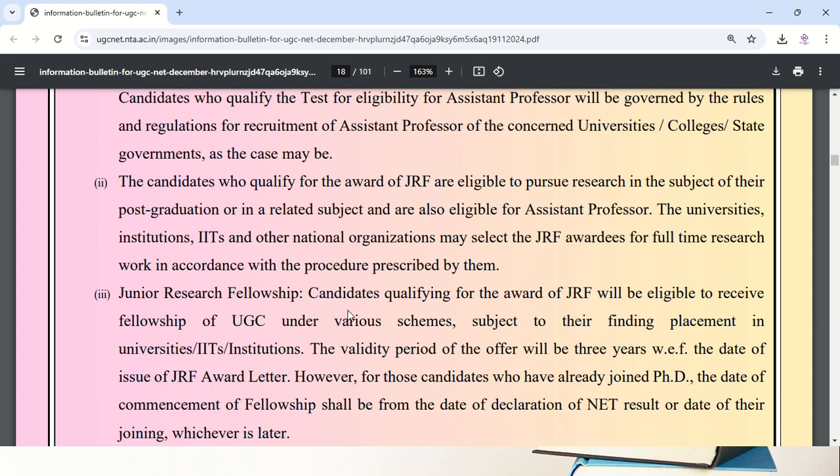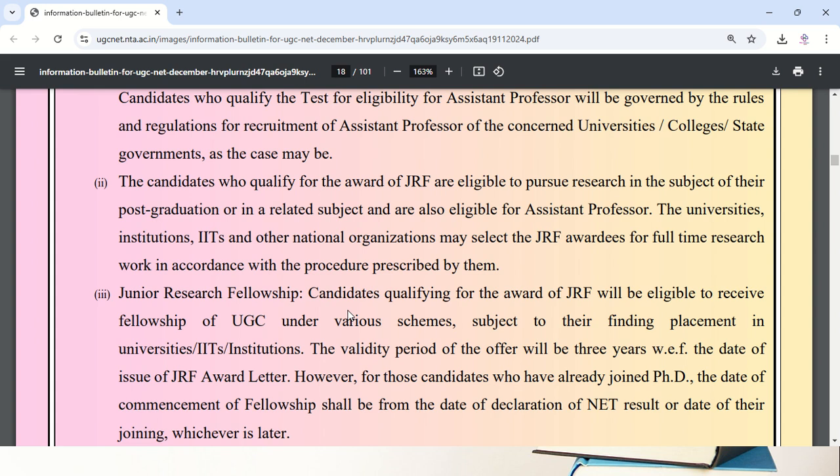And a candidate who qualifies for the award of JRF is eligible to pursue research in their subject. Okay, in the postgraduation subject or a related subject, you can do it, and you can also work as an assistant professor. Okay, a university, institution, IIT, or other national organization may select a JRF awardee for full-time research work in accordance with the procedure prescribed by them. So once you clear JRF, you can join these kinds of top universities and IITs.